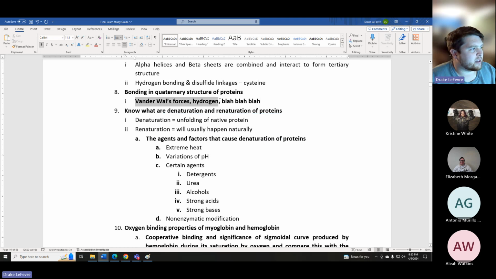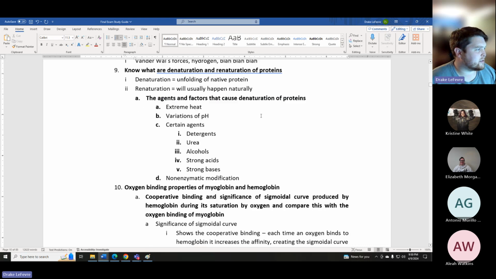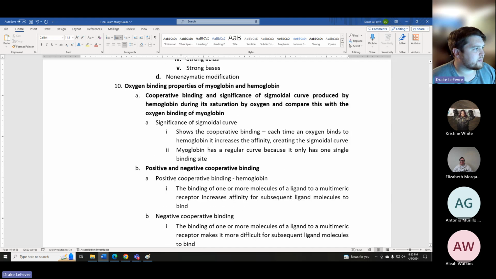This is the only time that van der Waals forces will show up. He's had one question through all of the tests about van der Waals forces. So, denaturation of proteins, we've been over that. What causes that? Heat, pH, detergents, alcohols, this kind of stuff. Anything that's super intense.